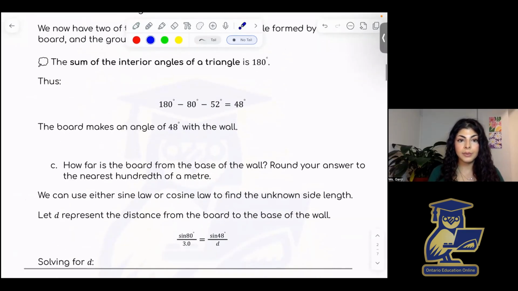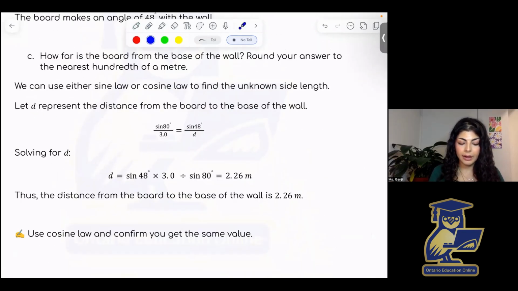So let D represent, as I showed on the diagram as well, the distance from the board to the base of the wall. So sine of 80 degrees over 3 is equal to sine of 48 degrees over D. And again, I use my given values of 80 degrees and 3 here instead of using the measure of the angle that I found above, because this assures more of an accurate response and it makes sure that I'm not carrying errors from previous answers.